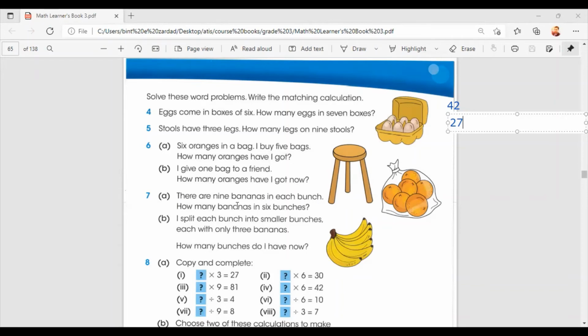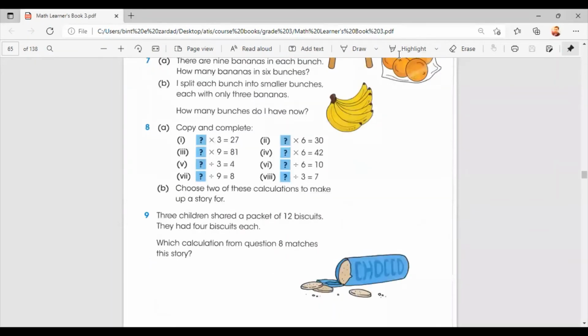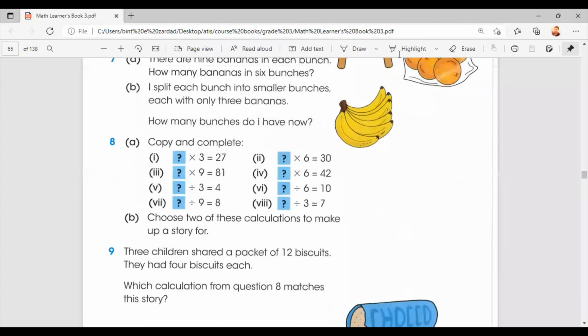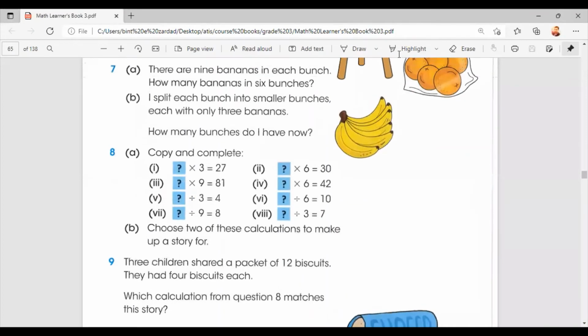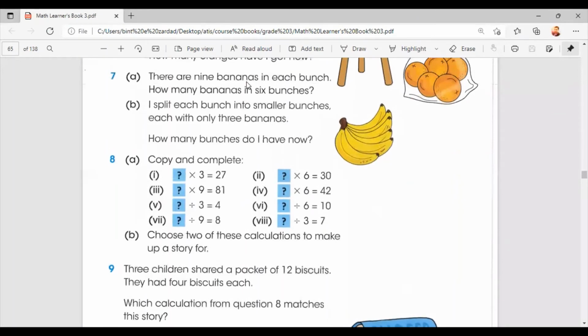Question number 7. There are 9 bananas in each bunch. How many bananas in 6 bunches? 9 multiplied by 6 equals 9 6 times 54.